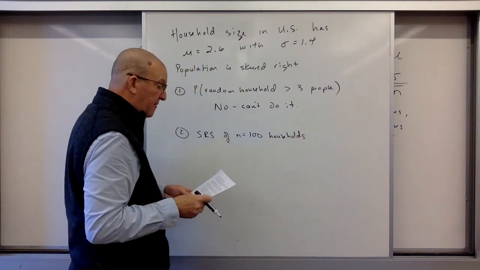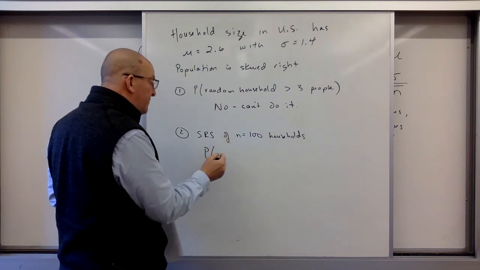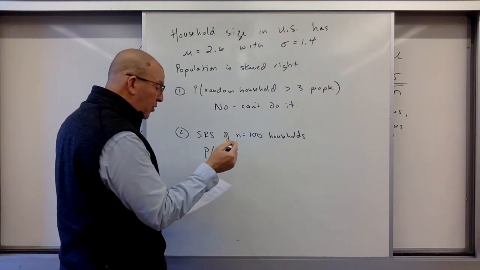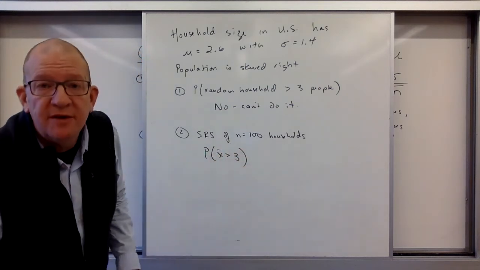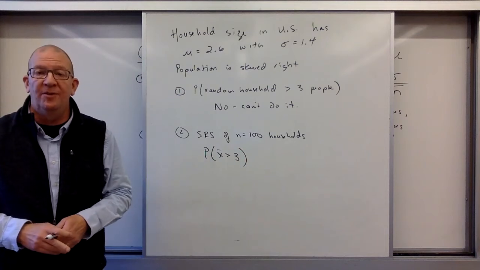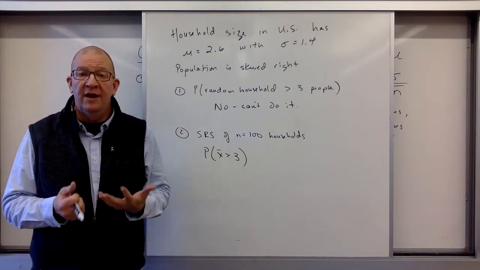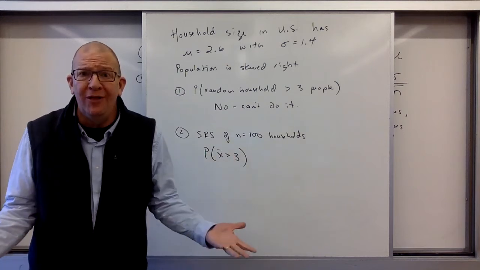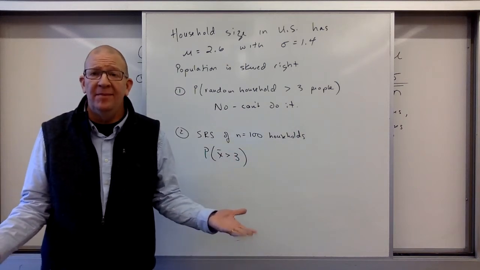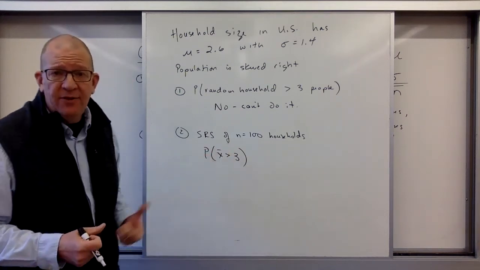Now, find the probability that the mean of those 100, x bar, will be greater than 3. Can we do that? Yes, we can. That's the beauty of the central limit theorem. Because when you choose enough households, the distribution of the sample mean will be normal. That's what's kind of cool, because you've chosen enough. You've done a random sample. So let's see how this works.